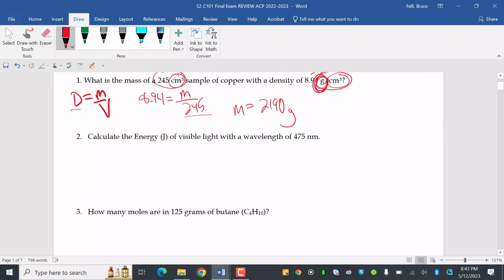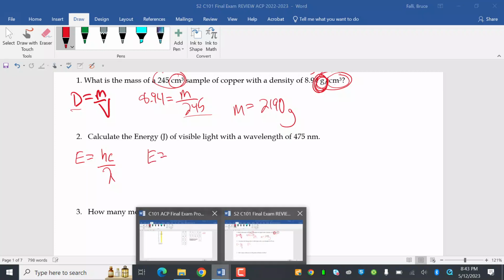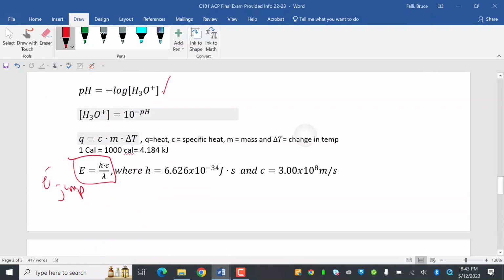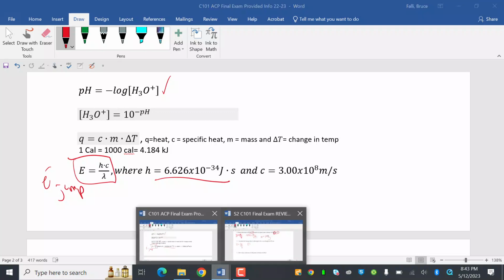Calculate the energy of the visible light with a wavelength of 475. Looking at my equation sheet again, E equals hc over lambda. That's kind of nice. So looking for the energy again, E equals h. Oh, I forgot what h is. I didn't. It's 6.626 E negative 34. But I just want you to see that it's here. Speed of light's here too.